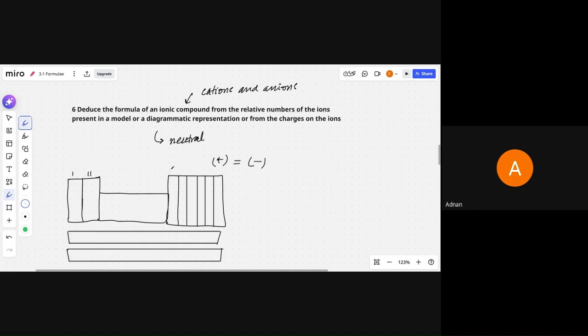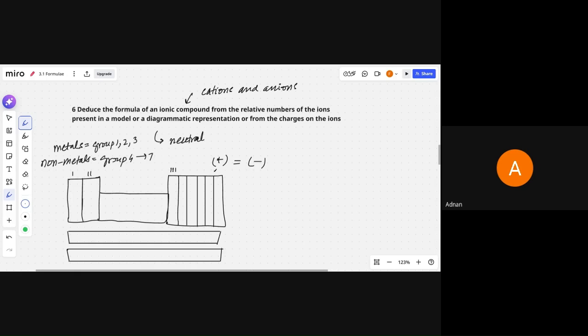So remember that groups 1, 2, and 3 contain metals, right? And non-metals are group 4 all the way to group 7.